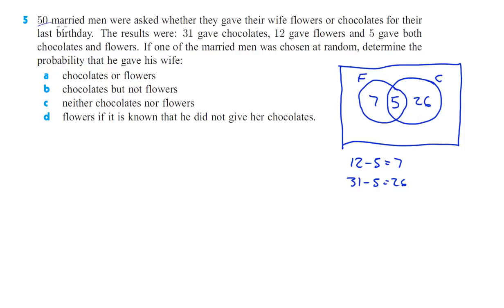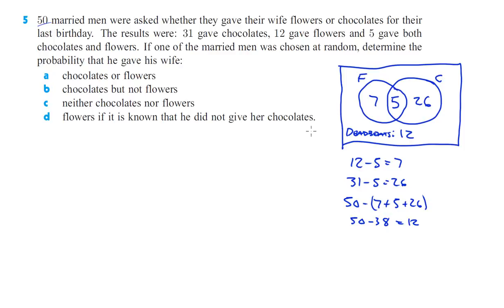Okay, and let's see. We know that there's 50 total. So let's figure out here the deadbeat section. Deadbeats. That's going to be 50 minus these 3, right? Minus the 7 and 5 and 26. So that's 50 minus, let's see, 26, 31, 38. Right? So there are 12 deadbeats that didn't give them chocolates or flowers. Well, they don't necessarily aren't deadbeats. Hopefully they gave their wife something else nice.